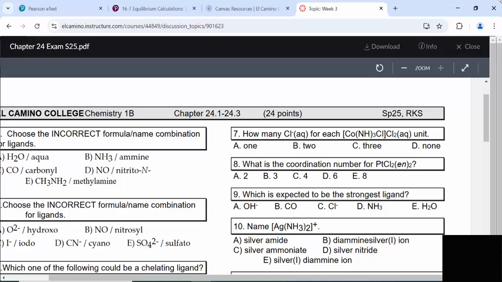And so this is the triamine, chloro. This would be 4 coordinate cobalt, 3 chloride. And so 2 is the correct answer here.